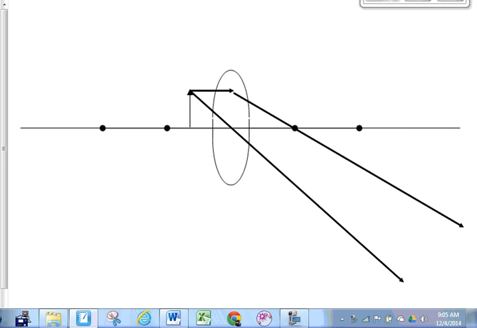Those don't intersect on the right-hand side. In fact, they spread apart, right? They go away from each other. So what do we do with that? Maddie, what do we do with that? Yeah, let's extend them back as dotted lines.